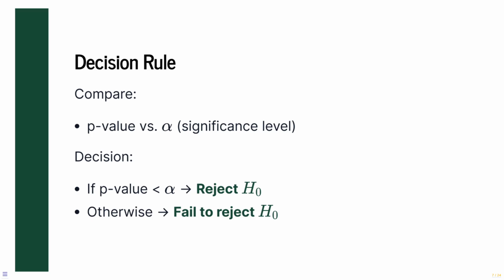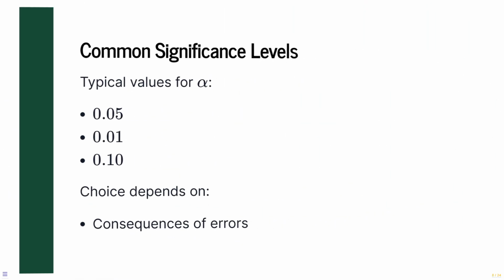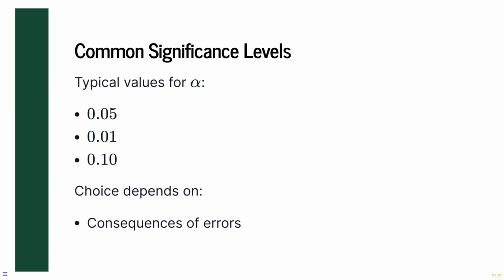To make a decision, we compare the p-value to the significance level, often called alpha. If the p-value is less than alpha, we reject the null hypothesis. Otherwise, we fail to reject the null hypothesis. Common choices for the significance level are 0.05, 0.01, and 0.10. The choice depends on how serious the consequences are for making errors in the specific context.